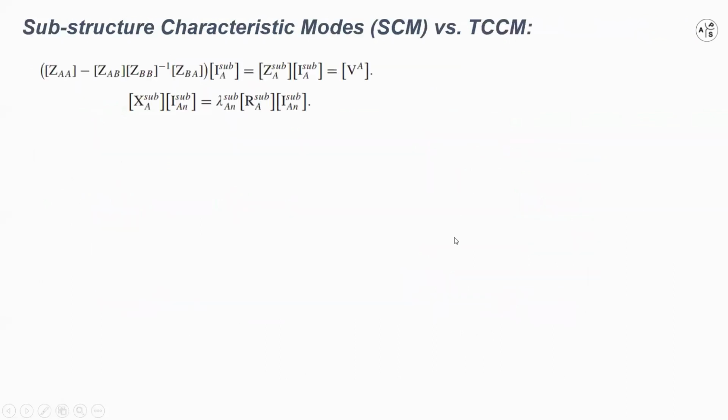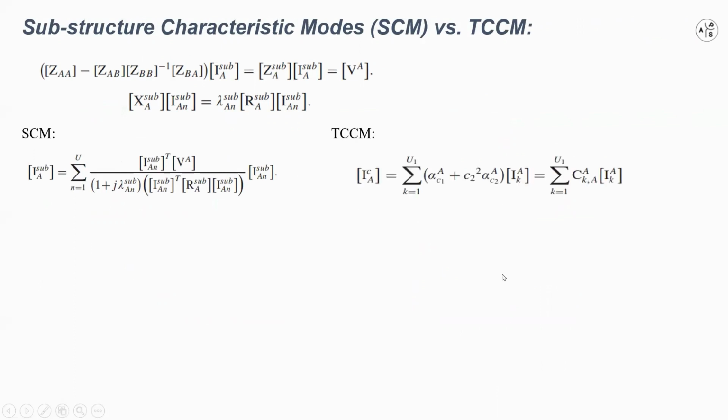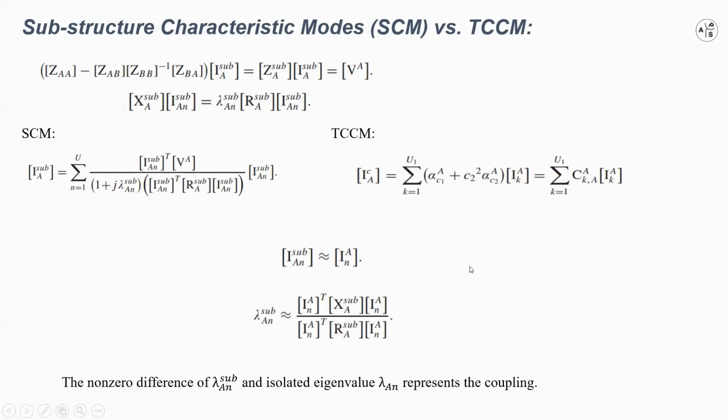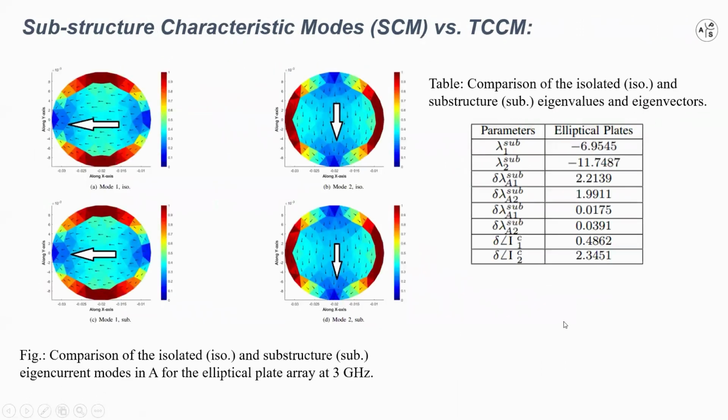The next thing is the physical interpretation of substructure modes with respect to TCCM. We show that the substructure eigenvectors are actually equal to the coupled eigenvectors, that is the isolated modes, if we compare these two equations. But the coefficients of the eigenvalue are a little bit different from the isolated eigenvalues, and that difference represents the coupling amount.